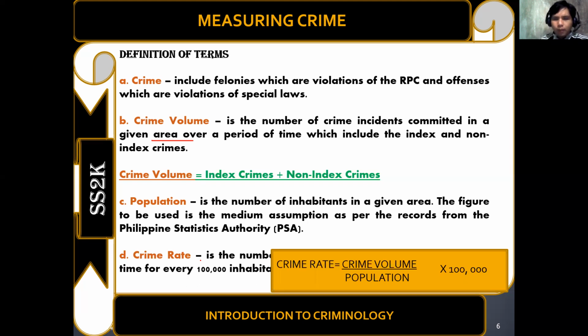Crime rate is being solved. Ganito po ang pag-solve na. Crime rate equals crime volume, yung pong index plus non-index crime, over the population times 100,000. Okay? So, for example, binigyan po kayo ng problem. Ang crime volume po, sabihin na natin na 5,000 na index plus 5,000 na non-index crime. So, total po niyan is of course 10,000. So, ang nangyari na krimen sa isang lugar, for example, Baguio City, ay 10,000.